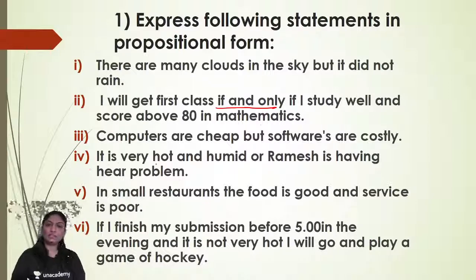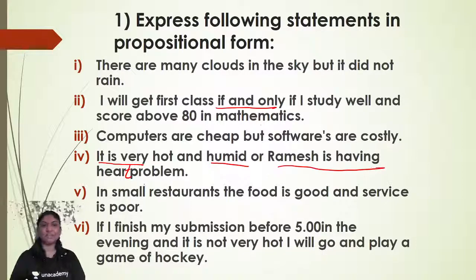Okay. Now we'll see the next statement. Fourth one: it is very hot and humid or Ramesh is having heart problem. There's a printing mistake, here it is heart problem, right? So it is very hot and humid or Ramesh is having heart problem. So how many statements are there? It is very hot is one statement, right? Humid is again a statement, or Ramesh is having heart problem. So how many statements are combined here? 1, 2, 3.